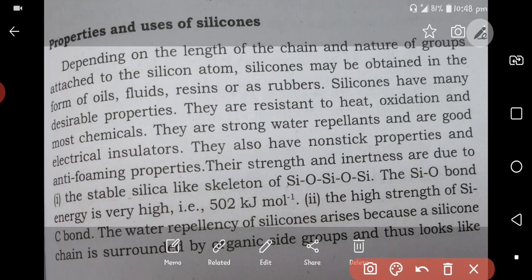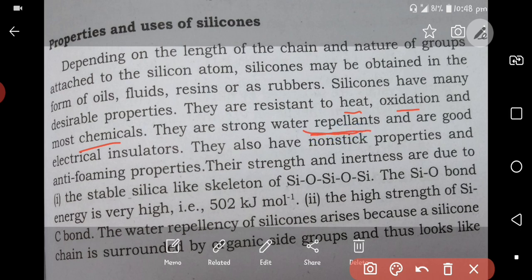The silicones have many desirable properties. They are resistant to heat, oxidation and most chemicals. They are strong water repellents. Why they are water repellent is that you may be remembering the structure. Outside they have a lot of R groups, alkyl groups. So alkyl groups mean they are hydrophobic, so they are water repellents.